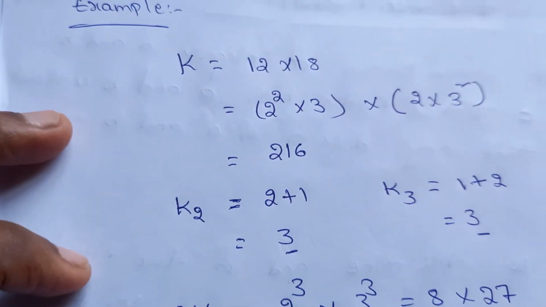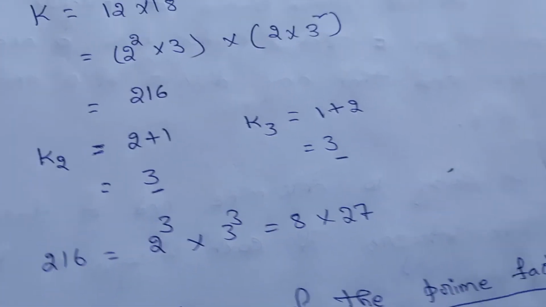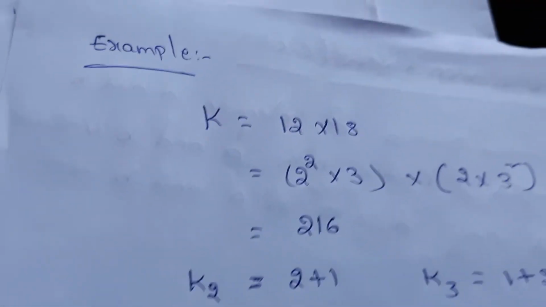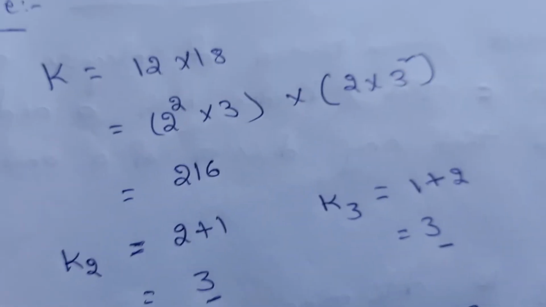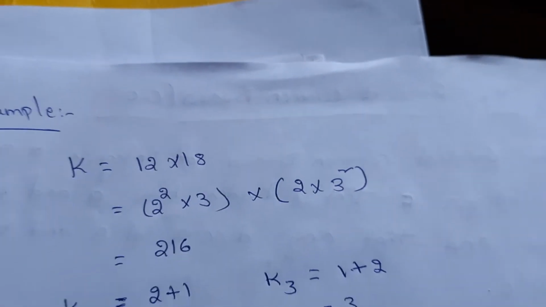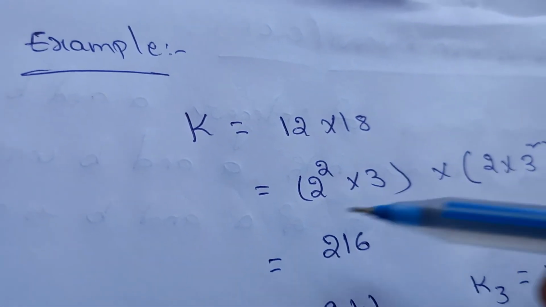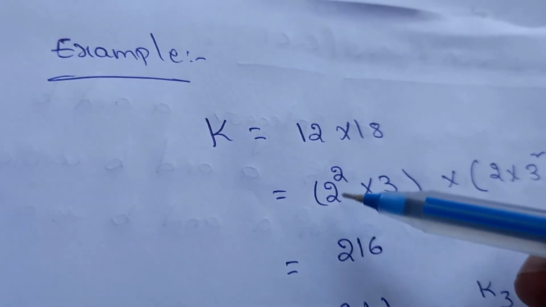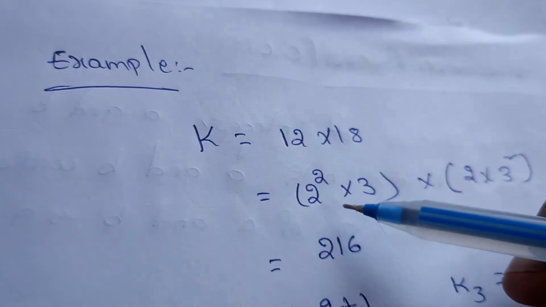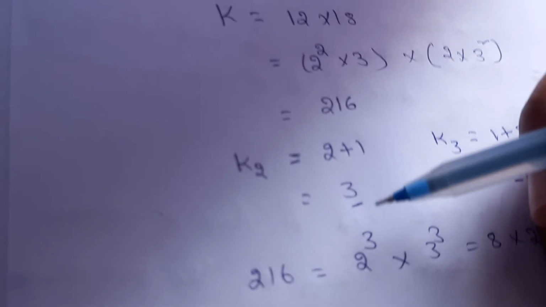Here, multiplication of two numbers is equivalent to adding the corresponding exponents. Here 12 is A and 18 is B, right? The exponents of A are 2 and 1, that means this 2 and 1, since we are writing 12 in prime factors. So the exponents of A are 2 and 1, and 2 plus 1 is 3.